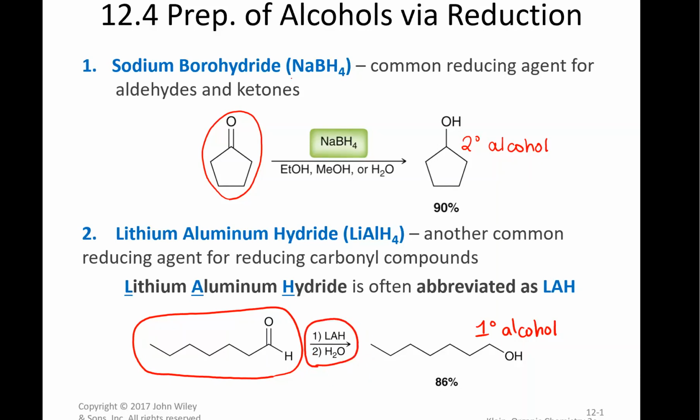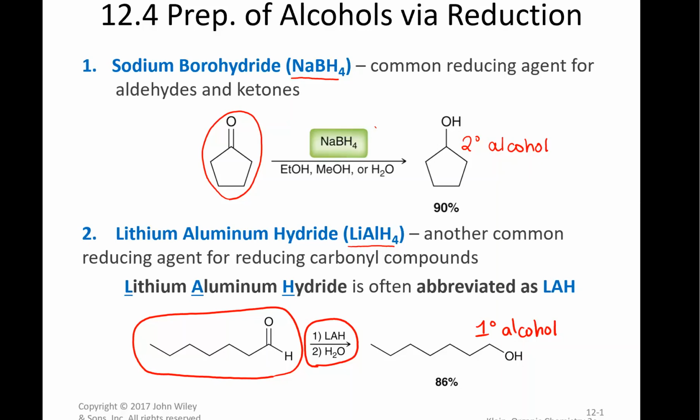Both of these reducing agents, sodium borohydride and lithium aluminum hydride, are common reducing agents, and both are capable of reducing either a ketone to a secondary alcohol or an aldehyde to a primary alcohol. The big difference between the two is in their reactivity. Sodium borohydride is less reactive, but still reactive enough to reduce ketones and aldehydes. Lithium aluminum hydride is more reactive and will also reduce both ketones and aldehydes.